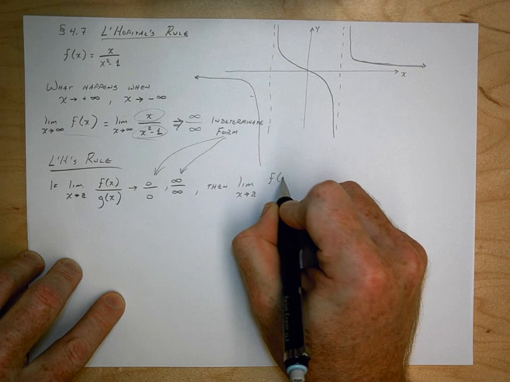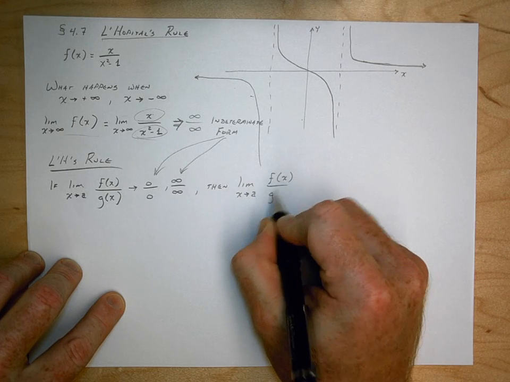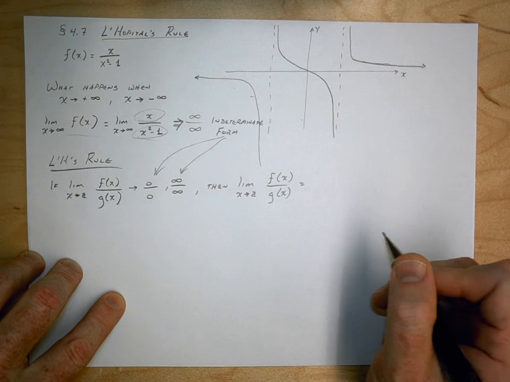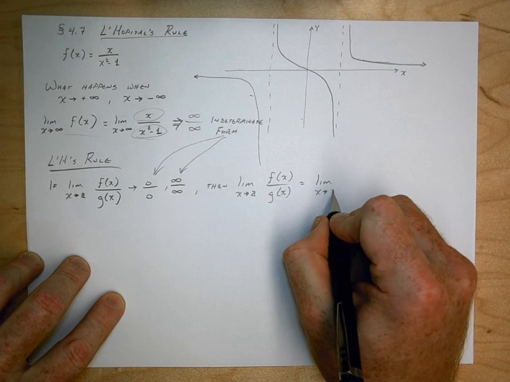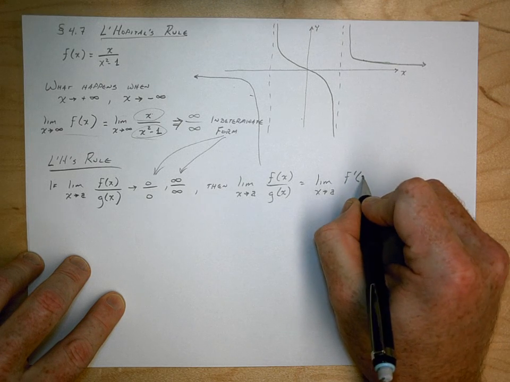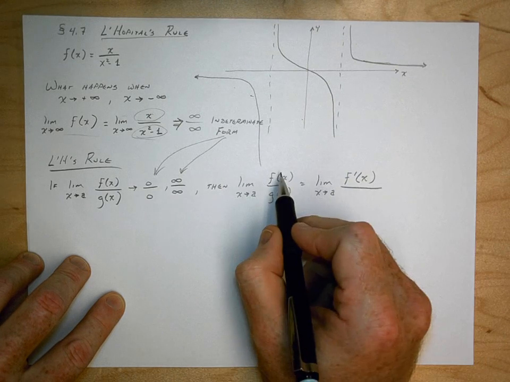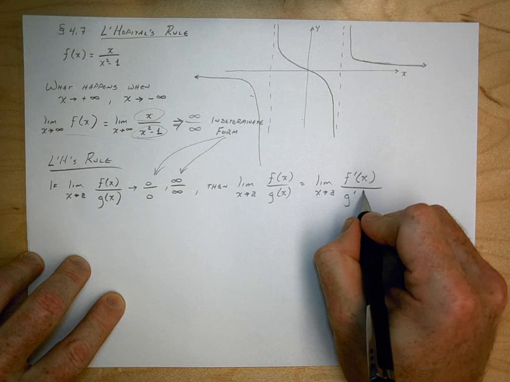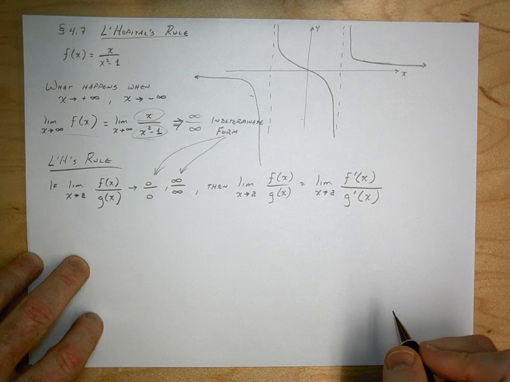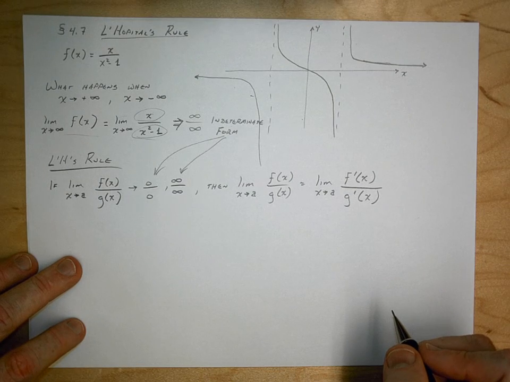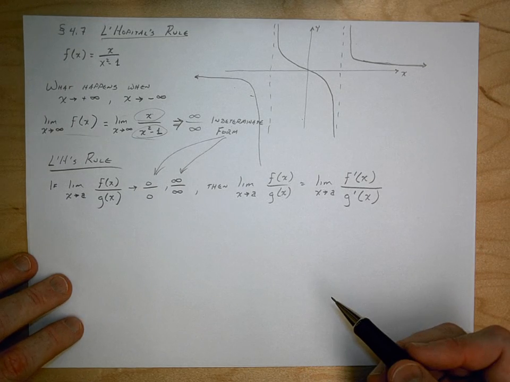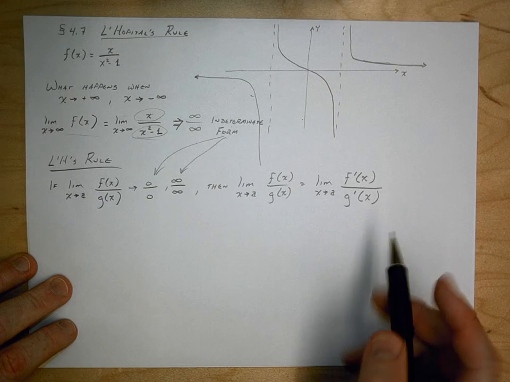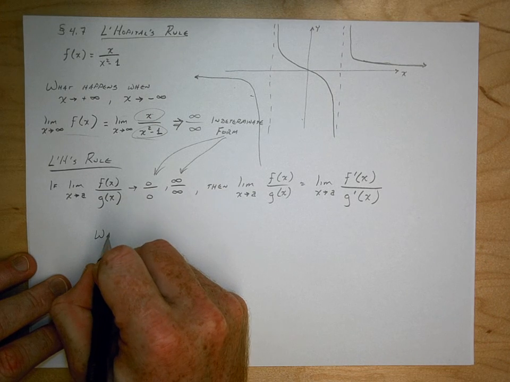The limit of this giant quotient is equal to the limit of the quotient of the first derivative of the top divided by the first derivative of the bottom. A very nifty rule, and we'll do an example in a minute that shows this in use. But before I even get to the rule, I want to give you some warnings.